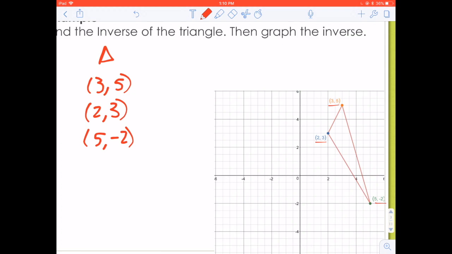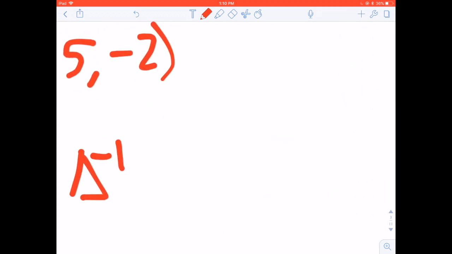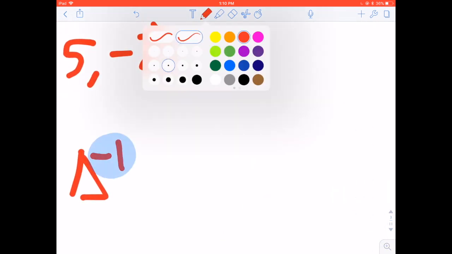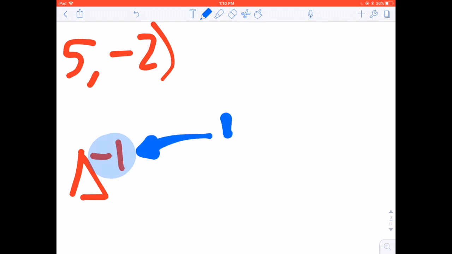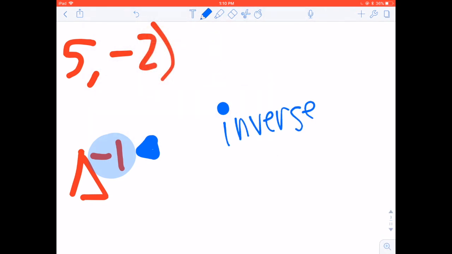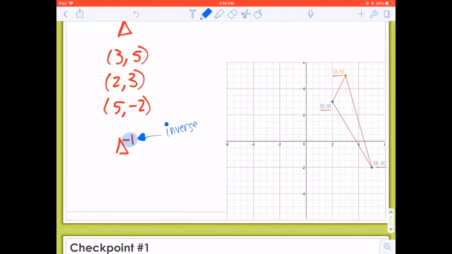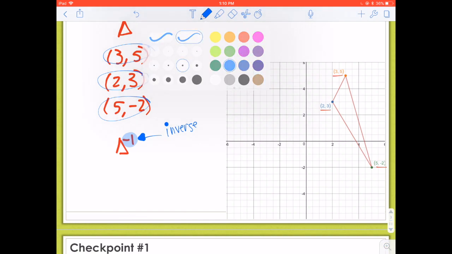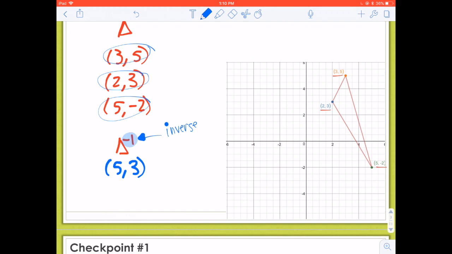This is the triangle. The inverse triangle, which I'll write with the inverse symbol, this negative 1 right here, just means the inverse. Okay, so negative 1 means inverse. It doesn't mean write it as a fraction. So the inverse triangle would just be obtained by switching the x and y's. So this would give me (5, 3), (3, 2), and (-2, 5). So then all I have to do is graph those points.